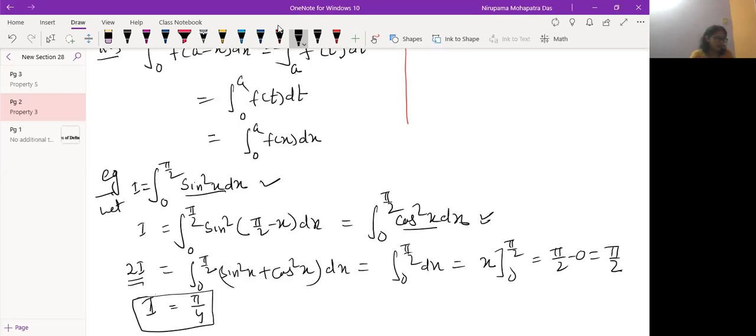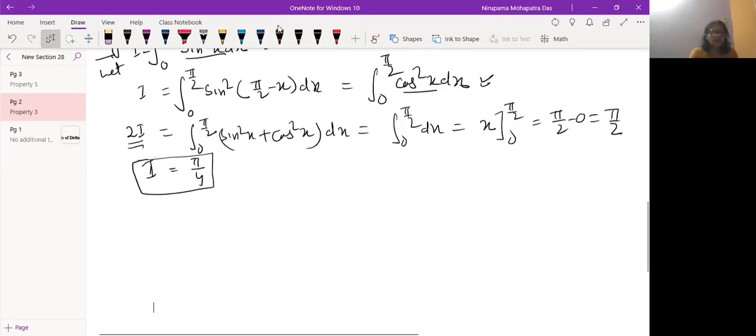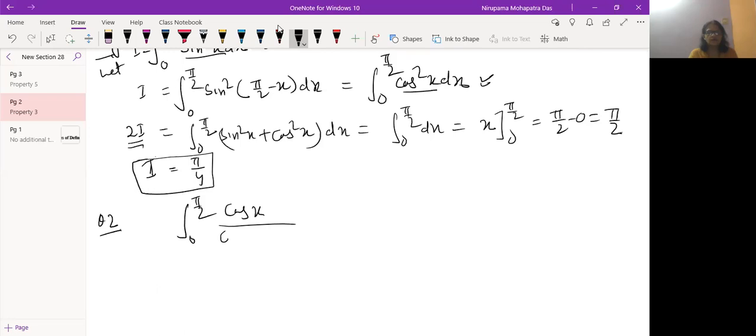So now you see, even without this property, you could have solved this one, but with this it becomes a bit easier. I'll take one more question. Yeah, next question is, so see how simple it will be. Maybe I can take here integral 0 to pi by 2 of cos x over cos x plus sin x. Okay, let it be I. I'll also tell you the trick of where to use it.